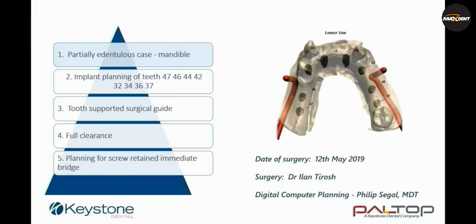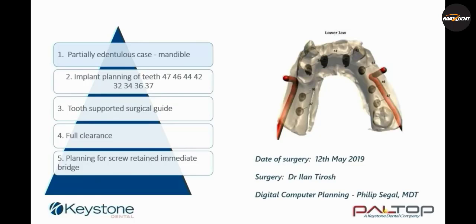The next case, courtesy of Dr. Ilan Tirosh, is a partially edentulous case in the mandible. Implant planning has been requested for teeth 47, 46, 44, 42, 32, 34, 36, and 37. A two-supported surgical guide will be manufactured. The case is planned for full clearance, and Dr. Tirosh would like to place a screw-retained immediate bridge.